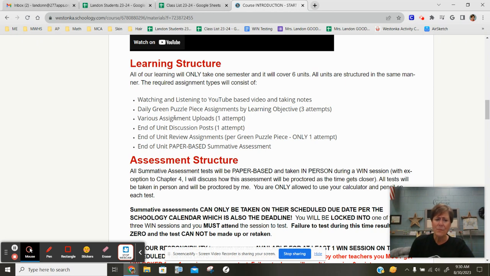You may also have times where there's assignment uploads where you take a picture or photo of your work, and I look at that manually and grade it. You're going to have end-of-unit discussion posts that are worth 1 attempt on that try of a discussion post, an end-of-unit review assignment, which is going to be another green puzzle piece, but this green puzzle piece, you only get 1 try on the review. And then it's going to wrap up with a paper-based summative assessment that you come into the classroom and take.